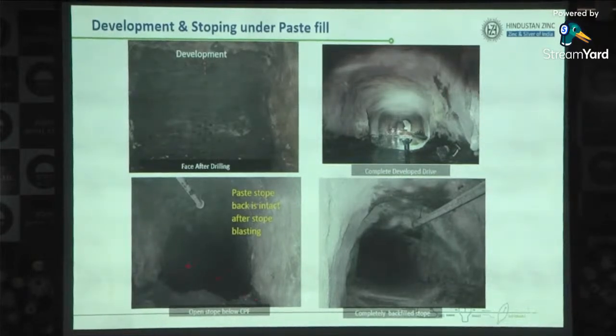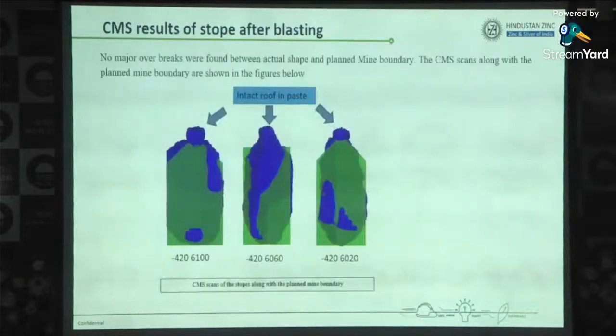We have a void created below that, and you can see the roof is still intact. The paste fill roof is still intact, and now we again backfill the area below. So this process is continuous, and we are going down, down, down with this method. Till now, somewhere around 40 to 50 stopes we have mined out. But in Rampura Agucha, we have around 600 stopes that we have mined out till now, in a very safe manner.